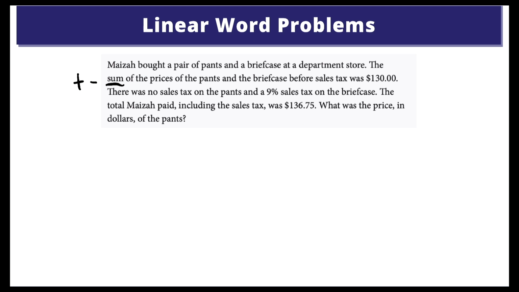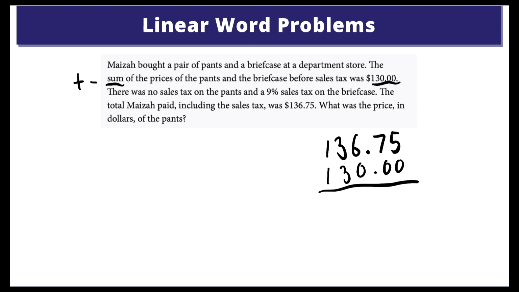Okay, so they have sales tax on their briefcase, but not the pants. So let's find the difference, right? Because this was the total without any sales tax. So we'll just calculate to find the tax on the briefcase. 136.75 minus 130. All right, $6.75. But wait, there's more.